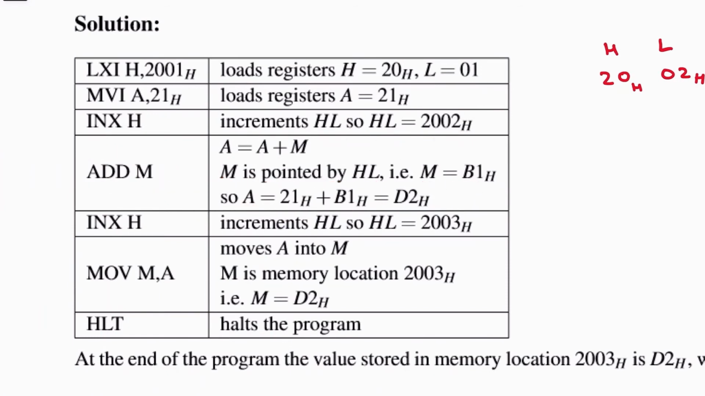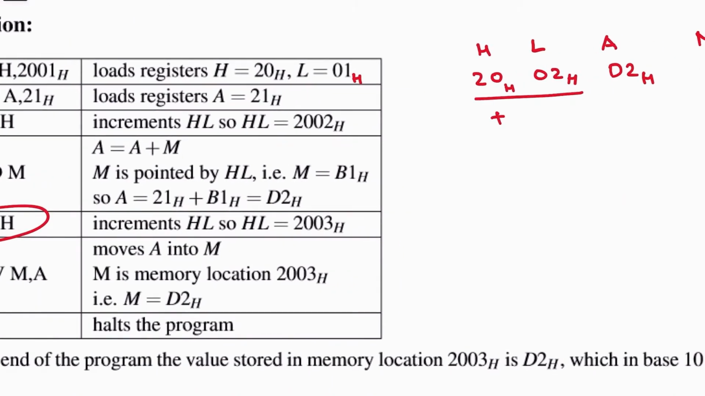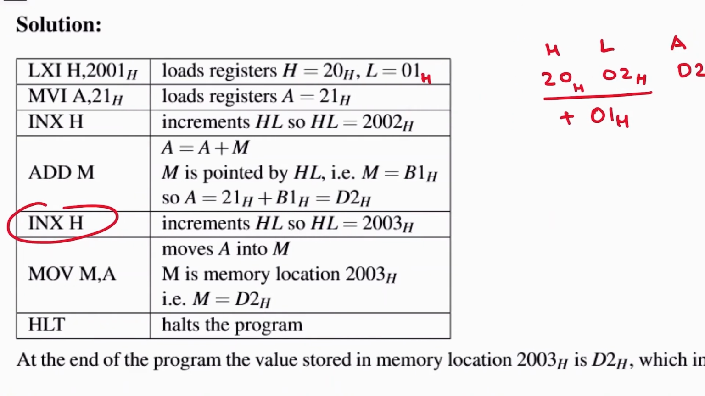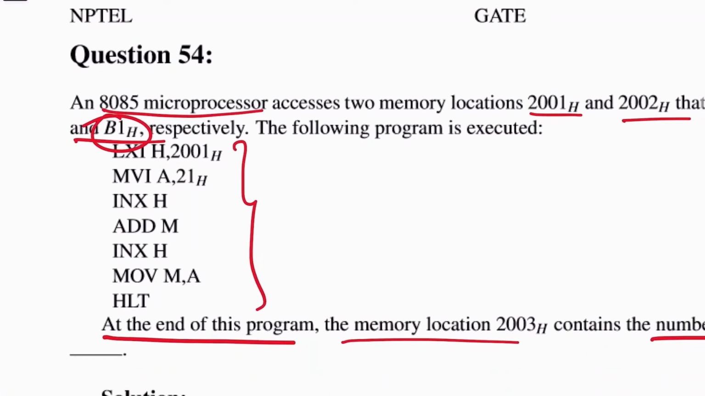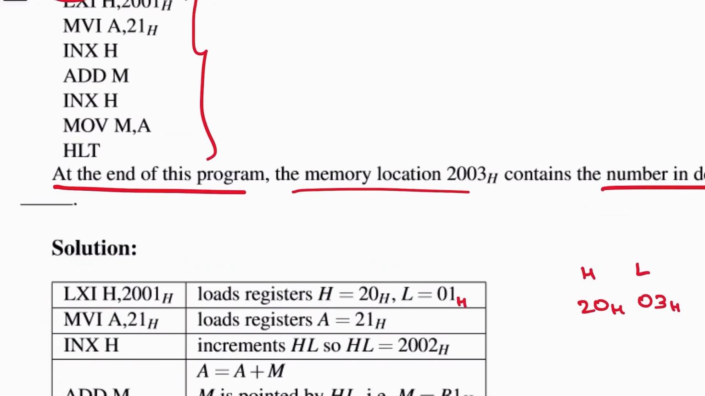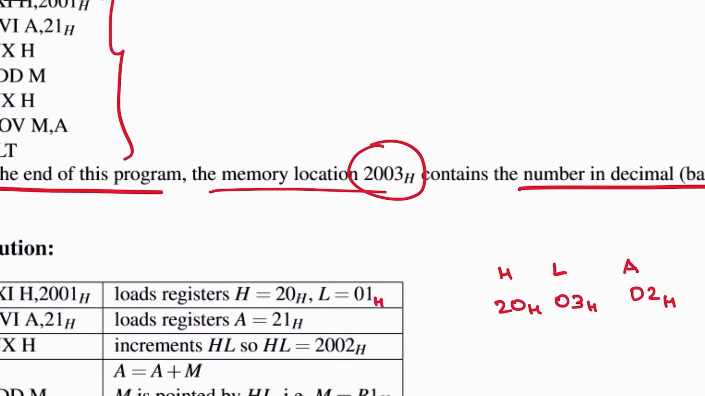And the next instruction is INX H. Similarly, we have to do plus 01H. That is what INX H does. Technically, we will be incrementing the pair of registers HL, so you have to do plus 0001. So this gets, of course, 20H, 03H, right? The purpose of this, of course, is to move the pointer M to the next memory location as given by the problem, right? So the problem is asking us what data is stored in 2003H.